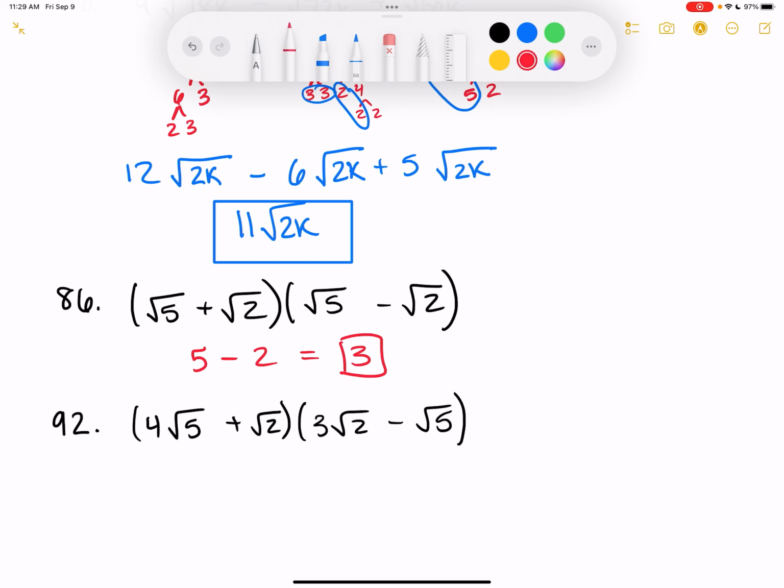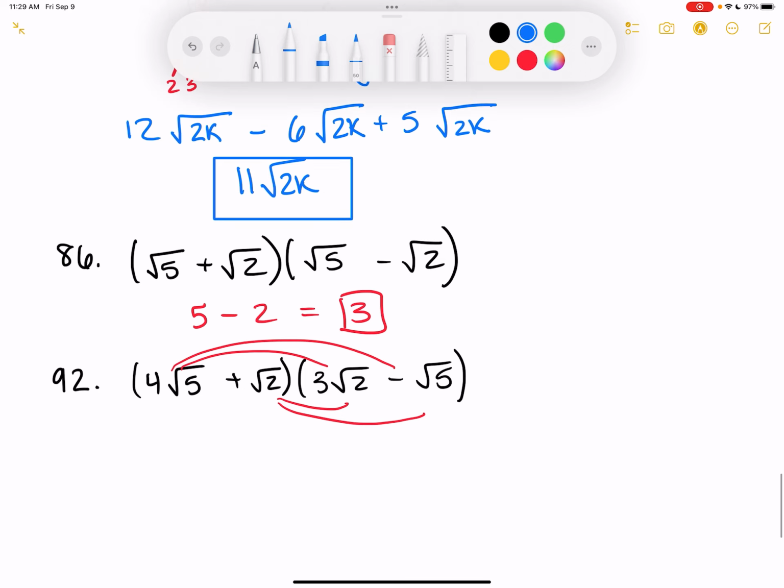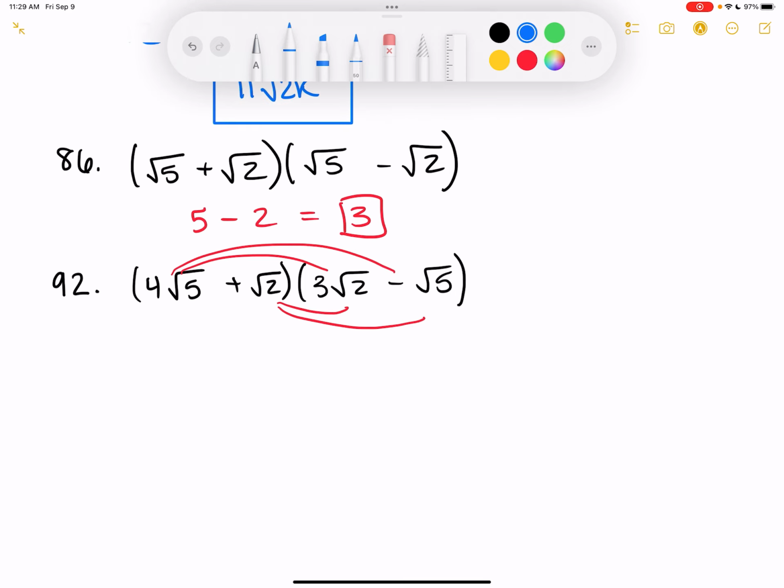This is icky. Okay, so this one's going to have to get FOILed. Remember when you're multiplying square roots, the things that are inside of them get multiplied, and then it's all under one square root. So what would we FOIL this into? Would it be 12 with the square, or 12 square root of 10? Yep.